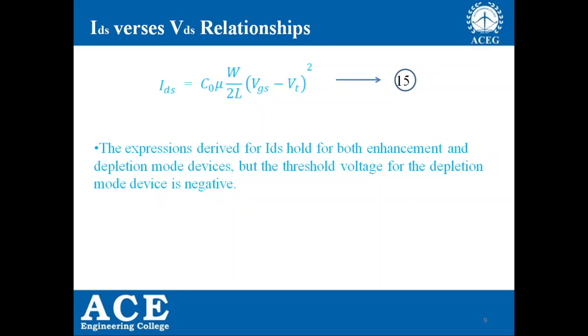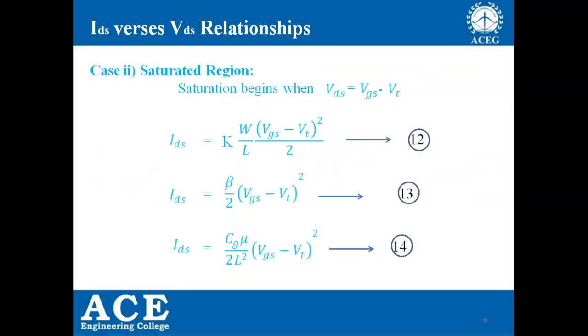So, as we see in all these equations in the saturation region, the current IDS is independent of VDS now. So, after this saturation is attained, this IDS will become constant with respect to VDS. That means even if we increase this VDS value, the current IDS will not change in the saturation region. It will become constant with respect to VDS value. Okay.